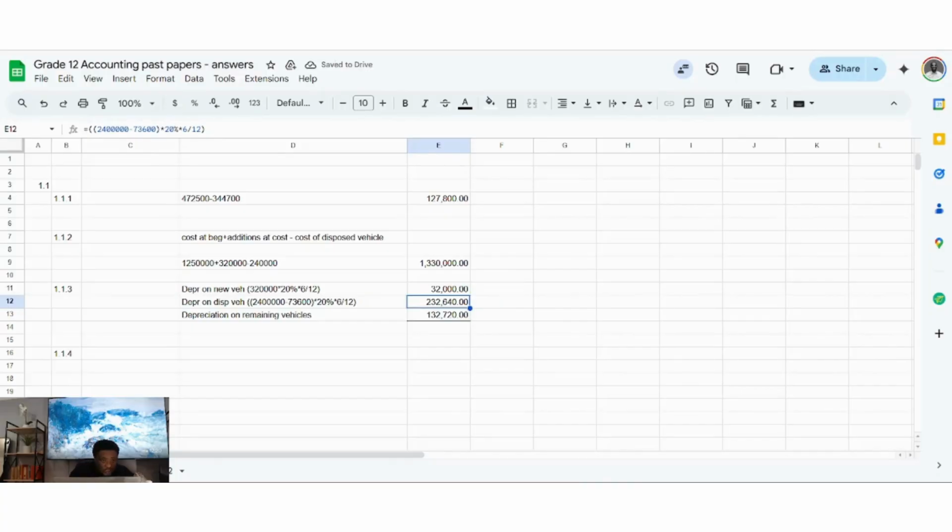Okay, there must be a mistake in there. I think maybe I put an extra 0. Yes, I did put an extra 0. I said 2.4 million. So there it gives us 16,640, and then we would work out the total.